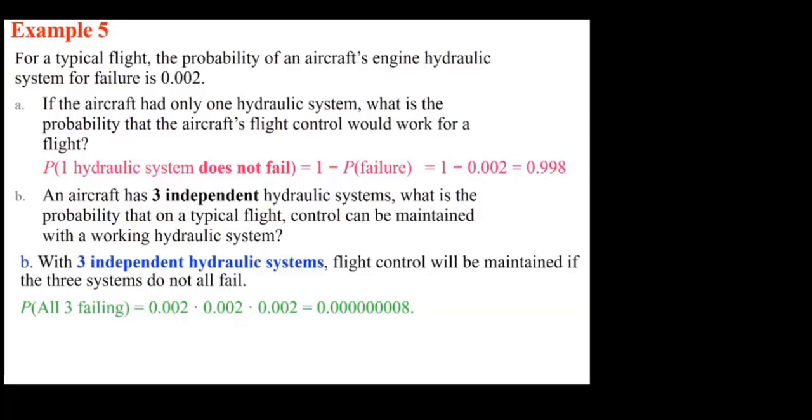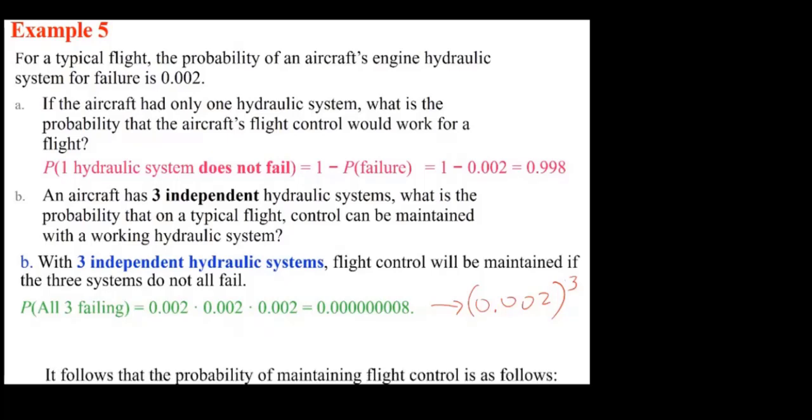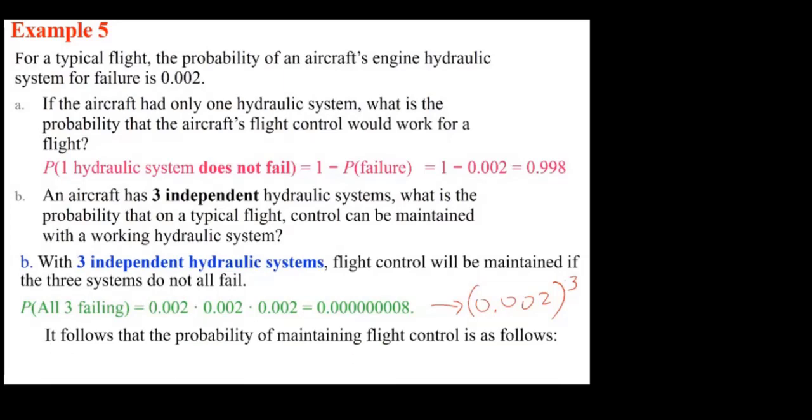One easy notation would be 0.002 to the power of however many independent systems there are, here the third. So this is the probability of failing, and therefore the complementary event answer is 1 minus this, and as you can see, the probability of failure is almost 0.